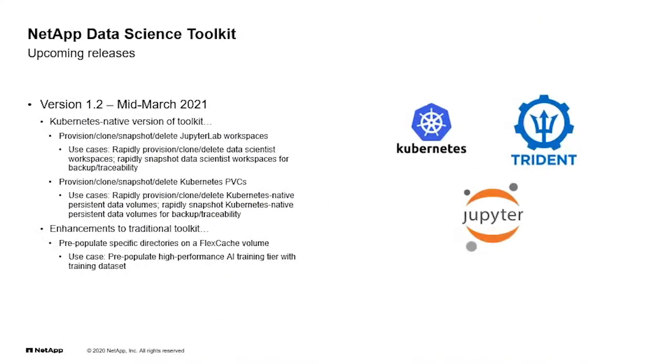The latest release of NetApp Data Science Toolkit, version 1.2 in March, is now Kubernetes native, meaning that you can provision, clone, snapshot, and delete Jupyter workspaces, or provision, clone, and snapshot Kubernetes PVCs in simple lines of code.